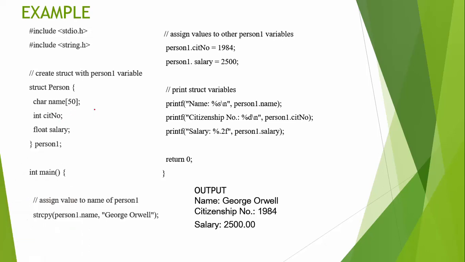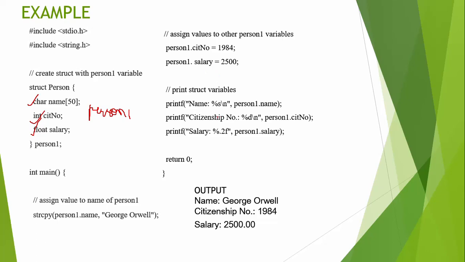What this means is I am creating a person1 structure variable. Inside that I will have the character name. The character name will be George Orwell, and next I am going to give the city number as 1984, and salary will be 2500. These values will be stored for the person1 structure variable. Now you can print it.